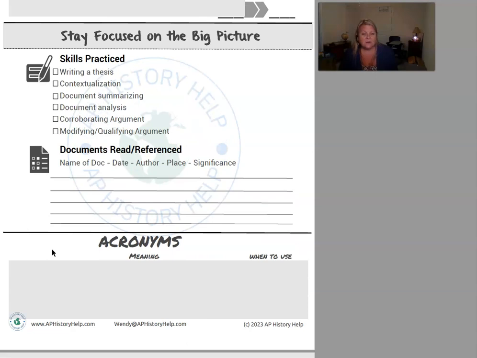And then the last little part is a little space for acronyms. If you're learning a new acronym like DBQ or ARTS or SPRITE, write down what it is, what the letters stand for, and when to use it. Because the first time or two or three that you use those mnemonic devices, you may not be remembering what they stand for. So this will be sort of like your cheat sheet that you can go back and look for what they are and what they stand for.